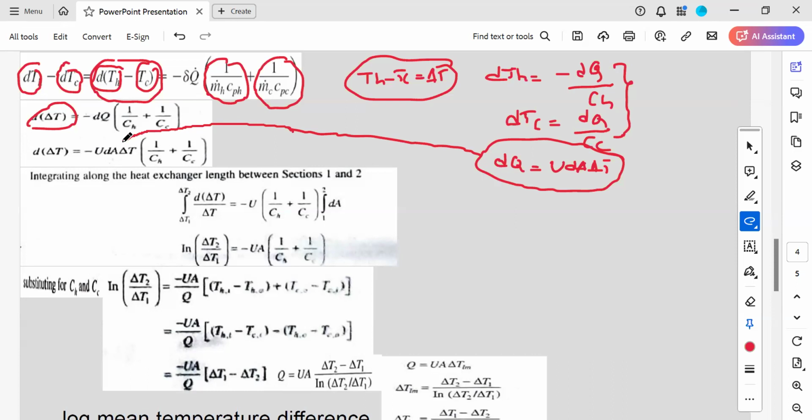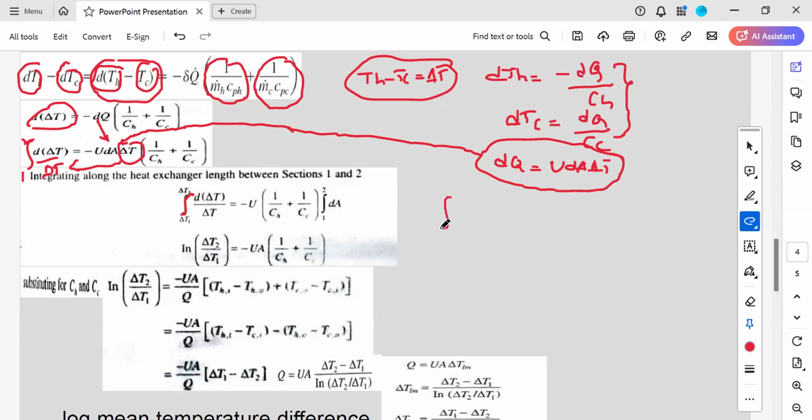There we are substituting, in place of dQ, in the expression 1/Ch + 1/Cc. Now we are integrating this equation in the limits of inlet section to outlet section. Taking ΔT to this side, we get 1/ΔT. So the equation becomes the integral from ΔT1 to ΔT2 of d(ΔT)/ΔT equals minus U (1/Ch + 1/Cc). All these terms will be constant, and the integral of dA is in the limits of 1 to 2.